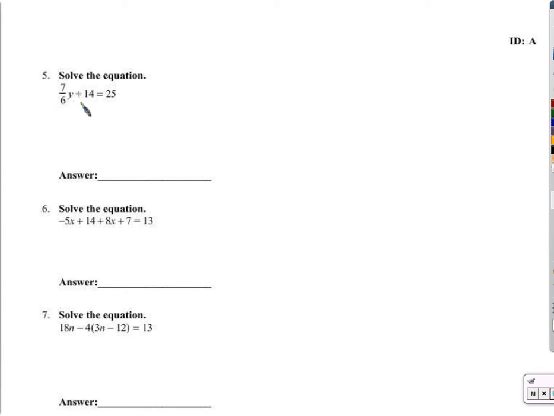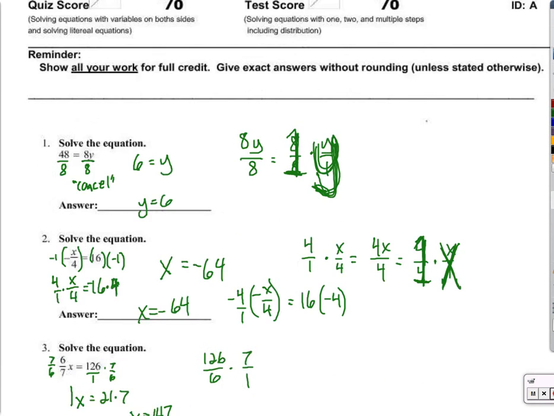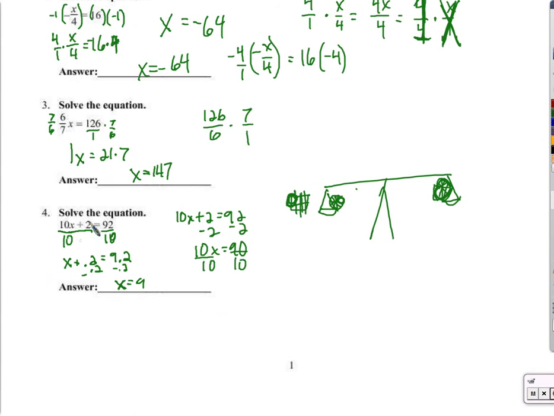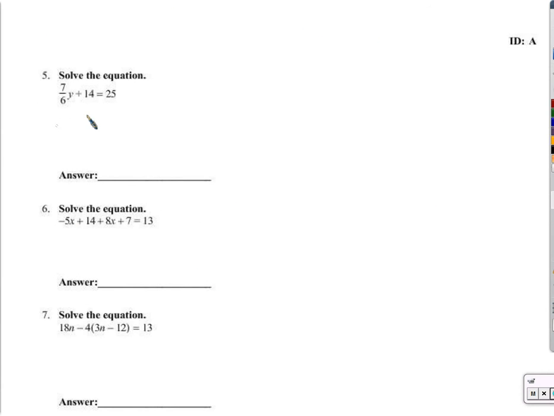So 7/6y plus 14 equals 25. We're going to approach it very similarly to, I think, just this last problem we did. Let's get the constant off of this side. Let's cancel it out by subtraction or addition, whatever the case calls for, and then cancel out the coefficient of x, the thing that's multiplied by x. So here we go. Let's subtract 14 from both sides. Get that out of there.